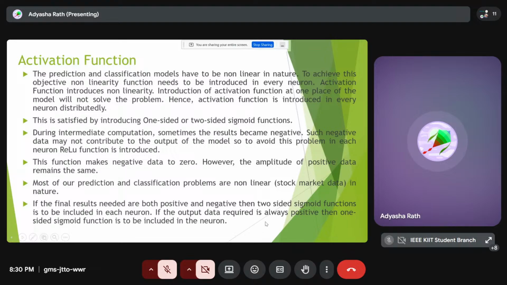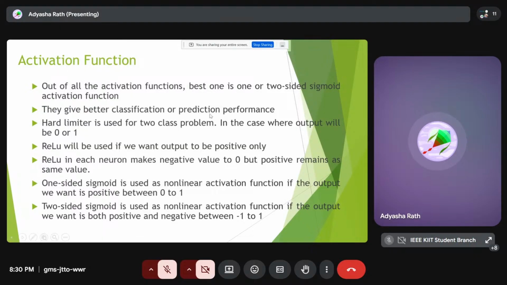And if the required output data is always positive, then you can use the one-sided sigmoid in the neuron. So out of all the activation functions, the best ones are either the one-sided or two-sided activation functions. They will give better classification and prediction performance. And a hard limiter is used for the two-class problem where the output will be 0 or 1. And ReLU will be used if you want the output to be only positive. ReLU in each neuron makes the negative value 0 but the positive remains the same value. The one-sided sigmoid is used as a nonlinear activation function if we want the output only positive, that is between 0 and 1.